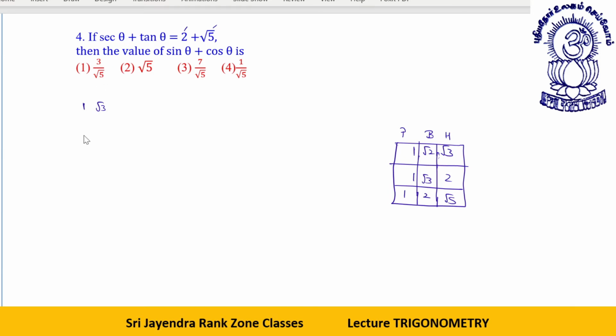Sec theta plus tan theta. Okay, so we have 1, 2 and root 5. There is 2, there is root 5. I think this will be this triplet only.